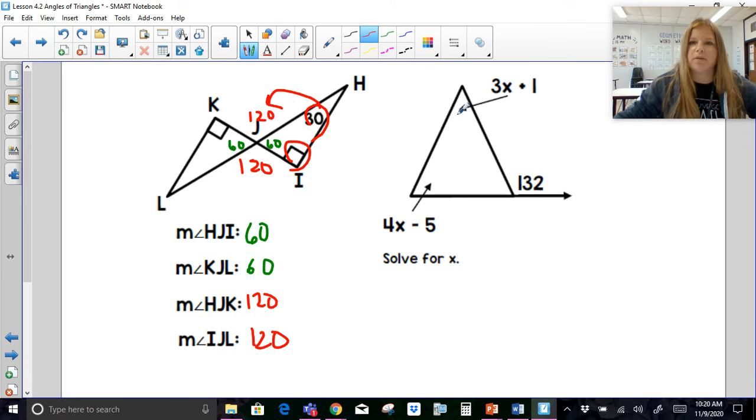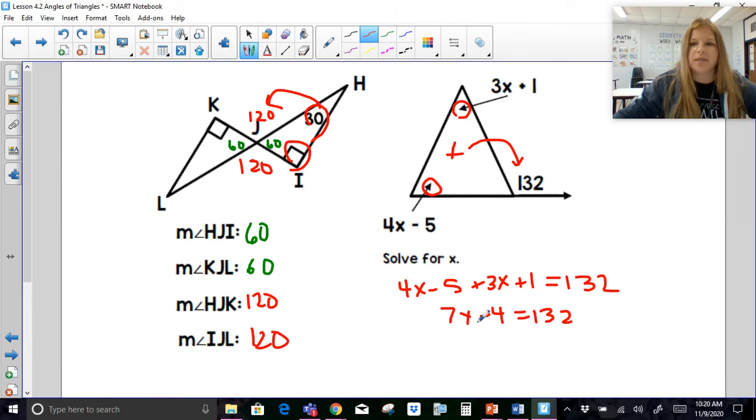This one here, these are remote interiors, and remote interiors should add up to get this exterior. So 4x minus 5 plus 3x plus 1 should add up to 132. This then becomes 7x minus 4 equals 132. Add 4 on both sides, 7x equals 136. And then divide both sides, so it's 136 over 7. And that does not simplify nicely, so I'm going to leave it just like that.